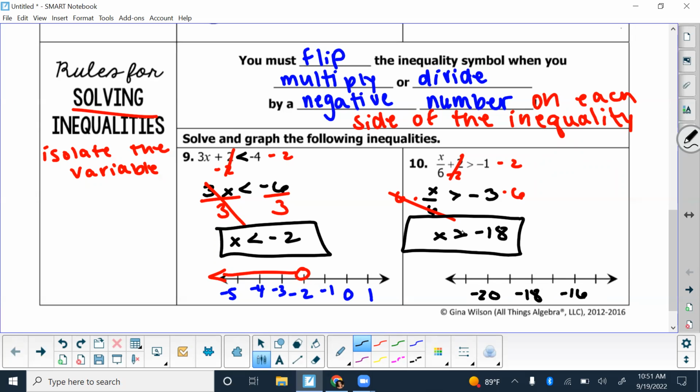So should I have an open or closed circle on the -18? And should it go left or right? To the right. That's where the numbers are greater than -18. So to the right would be 0, even though it's not shown on here. 0 is definitely bigger than -18. So that's how you know. Good, any questions?